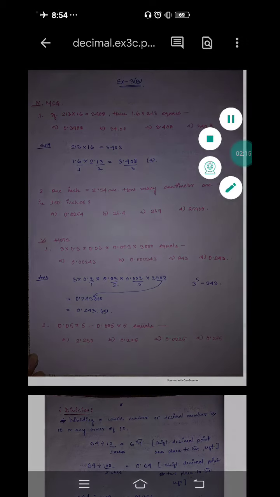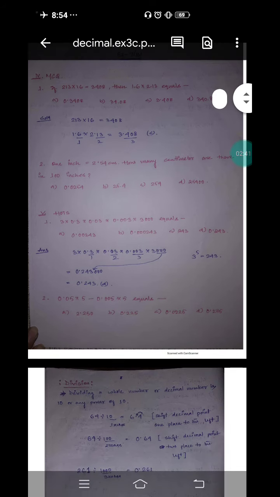Similarly, go to question number 2. 1 inch is equal to 2.54 centimeters. How many centimeters are there in 100 inches? If 1 inch is 2.54 centimeters, how many centimeters are there in 100 inches? You do it by yourself and then match the option. This one is very easy, only the unitary method. Now see question number 5.